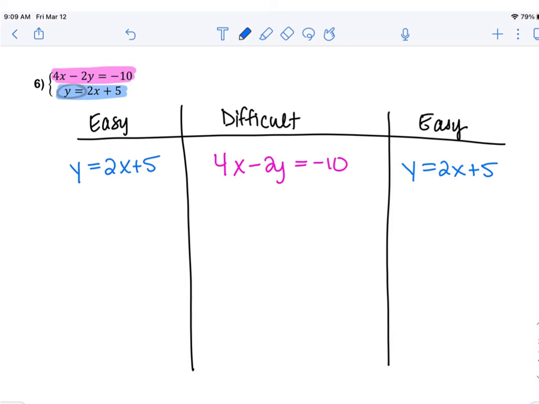So I'm going to take 2x plus 5, and because it says y equals, I am going to replace this y in my difficult with 2x plus 5. So it looks like this, 4x minus 2. I'm going to start substituting, so I'm going to put parentheses, 2x plus 5 equals negative 10.